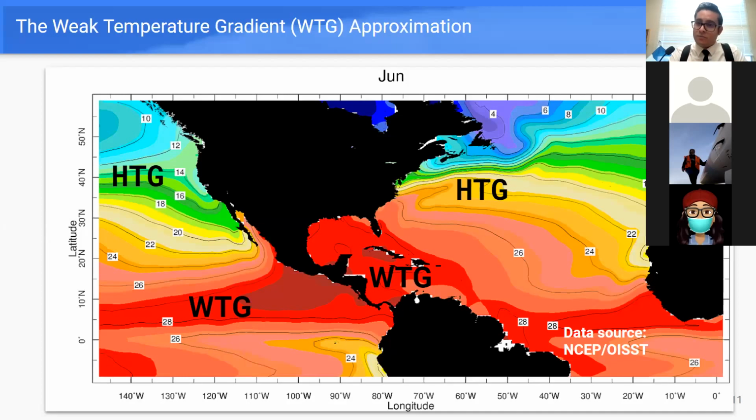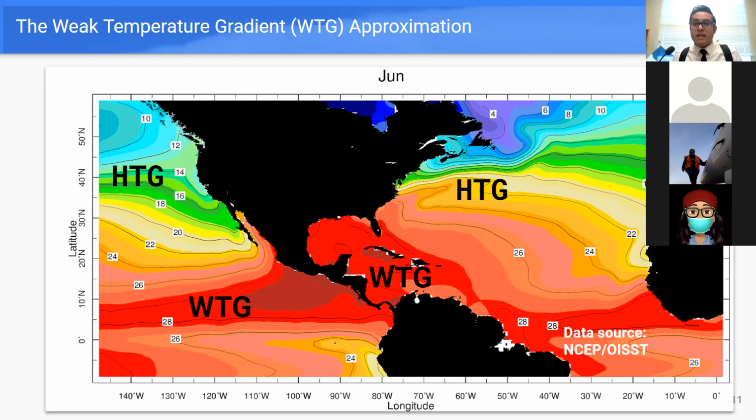So now that we have briefly described atmospheric rivers, let's talk about how the tropics behave. A good starting point for this is the weak temperature gradient approximation that works in the tropics, as opposed to stronger horizontal temperature gradients, which I call HTG. As you can see, this is a temperature climatology of how the tropics behave. This is for June. This climatology has gathered temperature data for the past 30 years, from 1981 to 2010.